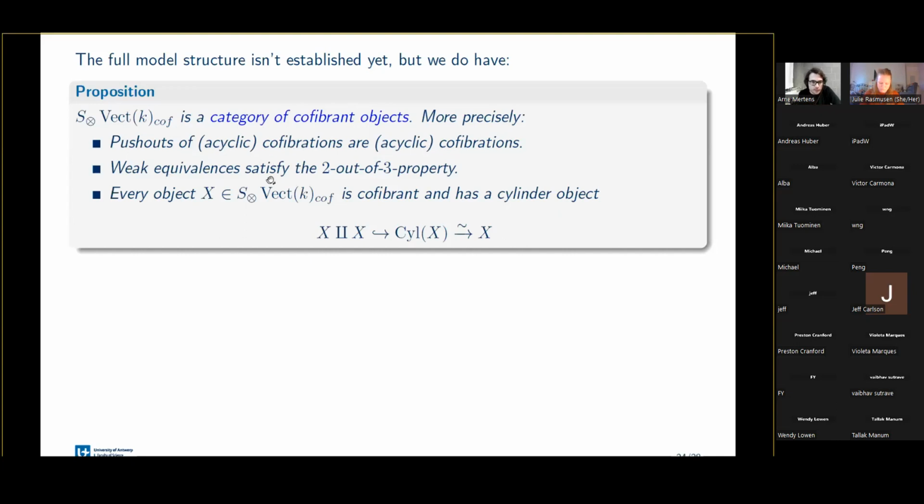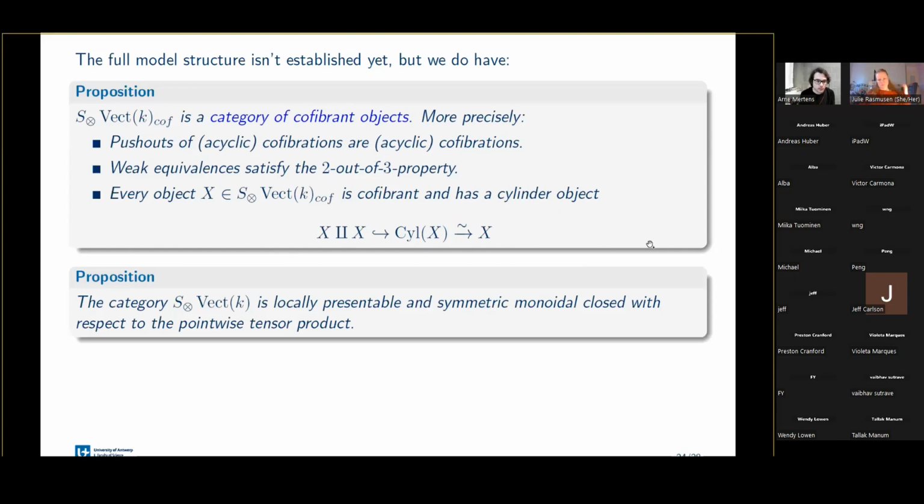Also, the weak equivalences satisfy the 2 out of 3 property. That's trivial in this instance, but also important is that every object has a cylinder object. So this codiagonal map can be factored as a cofibration, followed by a weak equivalence. So this we've been able to show at least.